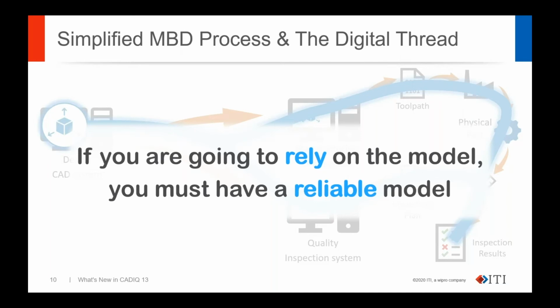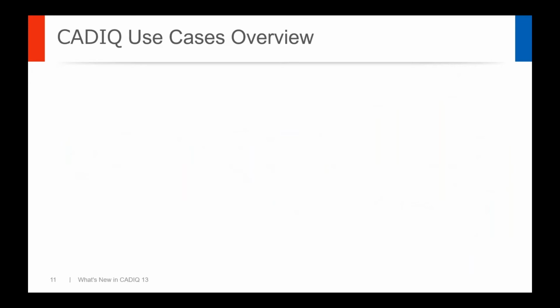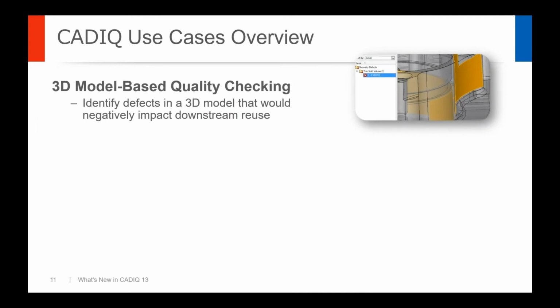And that's really where CADIQ fits in, as a model quality and validation checking tool. There are three main use cases where CADIQ fits in. The first one is around 3D model-based quality checking, where we will identify any defects that exist in that 3D model that are going to cause problems downstream, either defects with the PMI or the geometry itself.